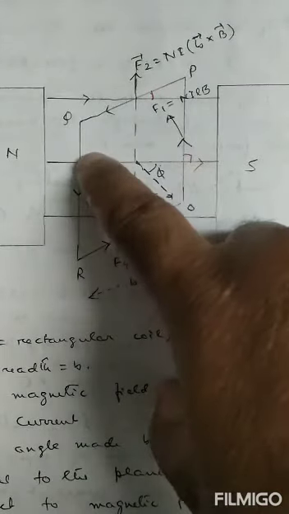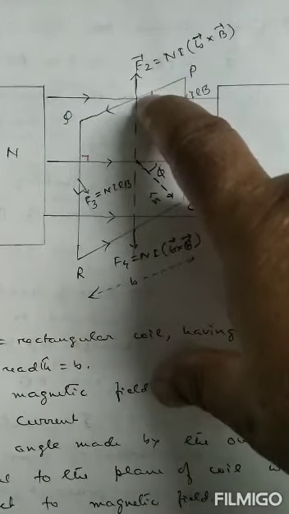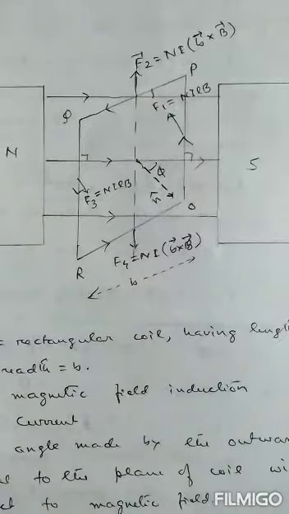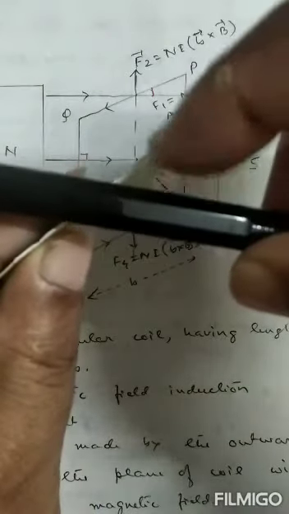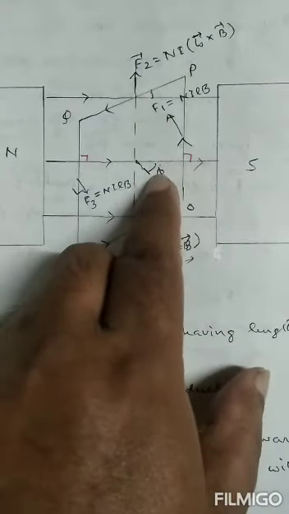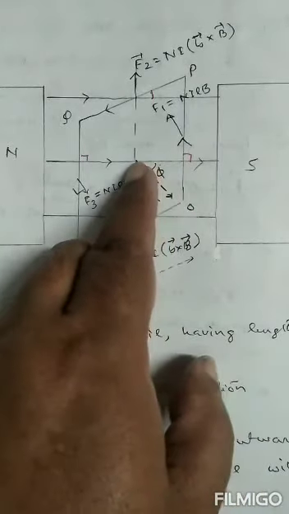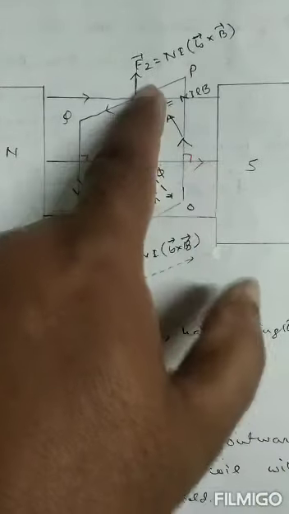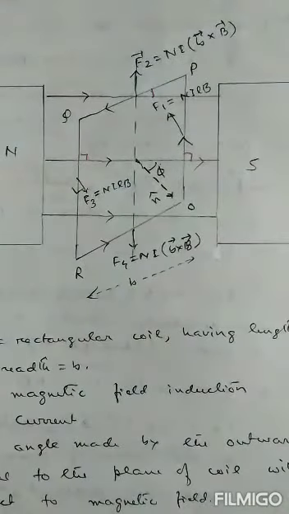These two angles are 90 degrees, but this angle is not 90 degrees. This conductor is not perpendicular with respect to the magnetic field, because if this is the plane of the coil and this is the magnetic field, then this angle will be a different angle. It is not phi. The phi is the angle made by the outward normal to the plane of the coil with respect to the magnetic field. It is a different angle. It may be 5 degrees, it may be 10 degrees, it may be 15 degrees.